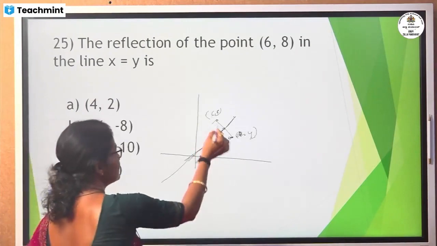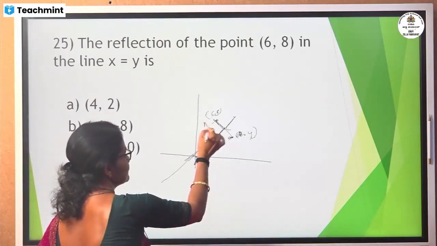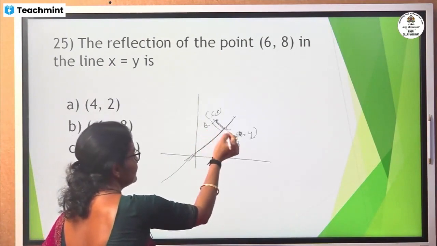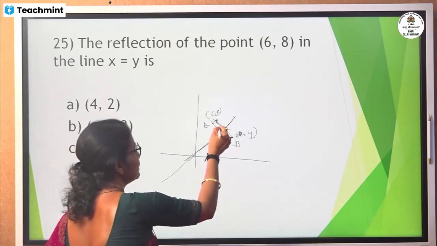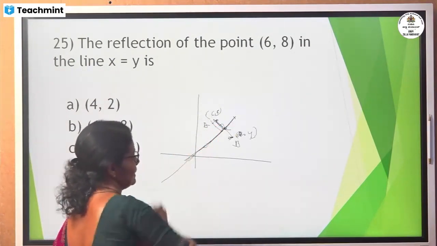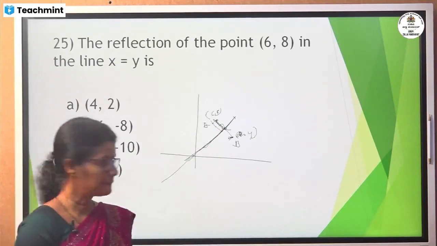Because as this is a reflection, suppose if you mark this as C, this as A, this as B, the distances AC and BC must be equal. This is the midpoint and it is perpendicular to this actually. Okay. So (8, 6) holds good.